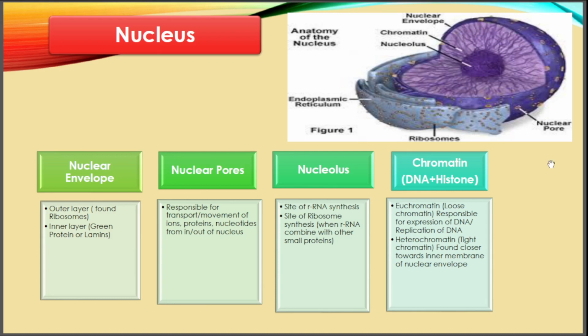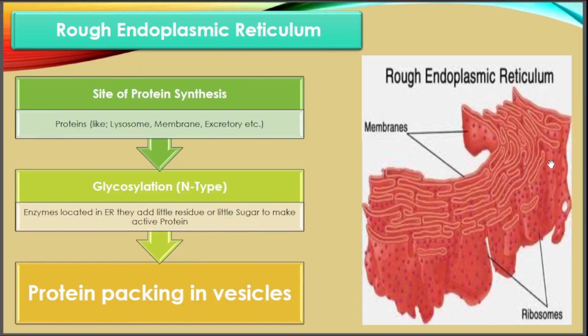Now the next organelle we have is the rough endoplasmic reticulum. The rough endoplasmic reticulum is part of the endoplasmic reticulum network. It is mainly responsible for the synthesis of proteins. It is called rough because it has a rough appearance due to the presence of ribosomes on the outer membrane. What these ribosomes do is help in the synthesis of proteins. Now the proteins which are synthesized are inactive in nature.